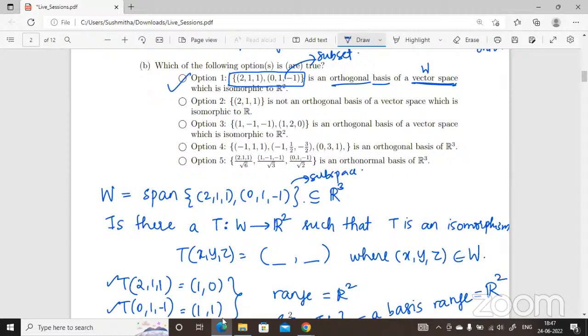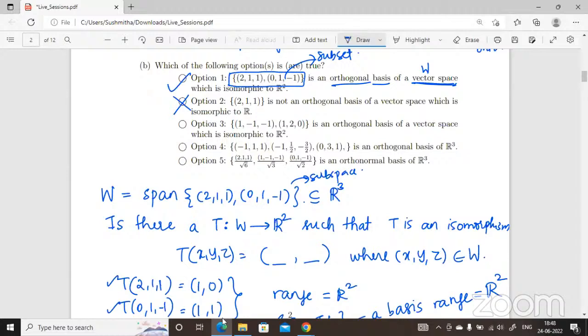Okay. What about option 2? Is it not an orthogonal basis of a vector space which is isomorphic to R? It is an orthogonal basis, I guess, since it's a single vector. It is isomorphic, right? Just like how we did for R2 for option 1, we can do it for R, because it's just one vector here. So it is obviously linearly independent. Take the span of that. You're going to get a line passing through the origin, and that's going to be isomorphic to R, right?